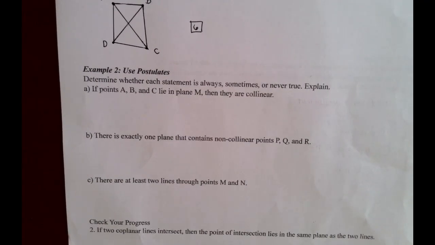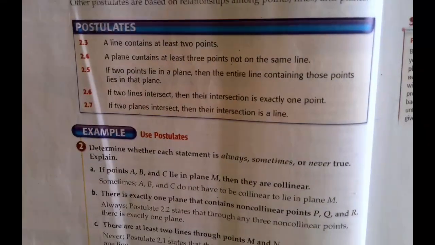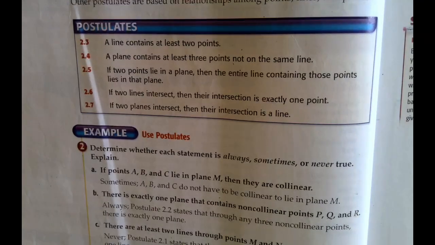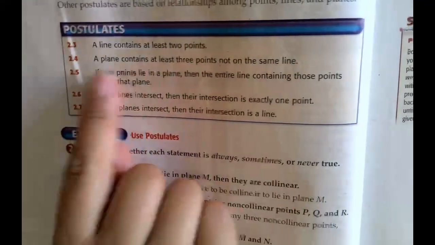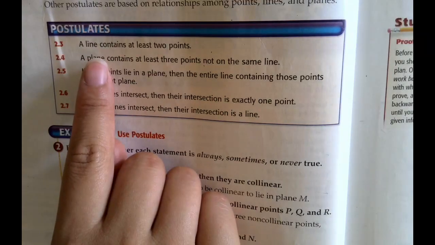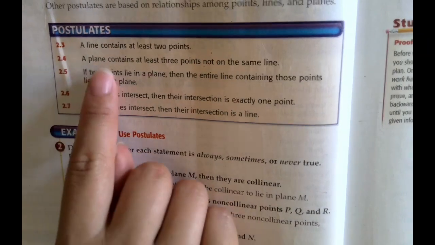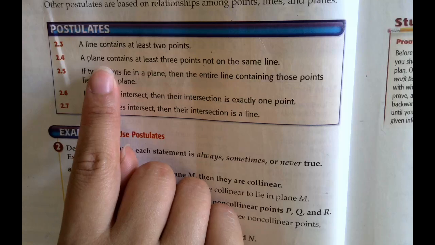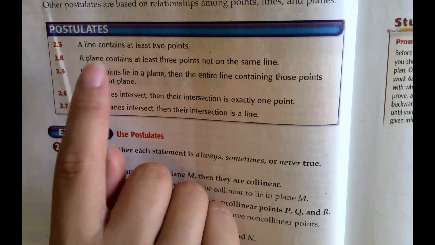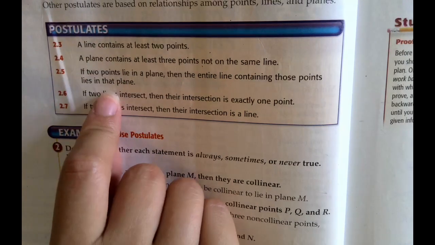So before we get to example 2 in our book, we have a couple more postulates. Again, you cannot just write the number of it. It has no meaning. Okay, you have to write out the whole postulate. Okay. So 2.3, a line contains at least 2 points. This one is a plane contains at least 3 points, not on the same line, right? Which is why we name a line using 2 points and we name a plane using 3 points. Okay.